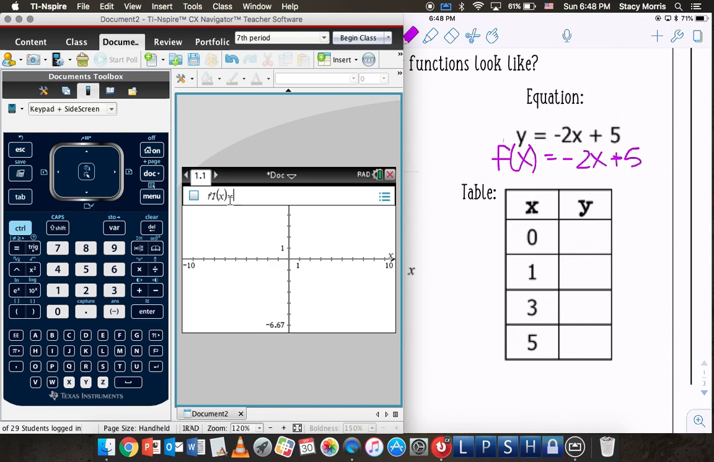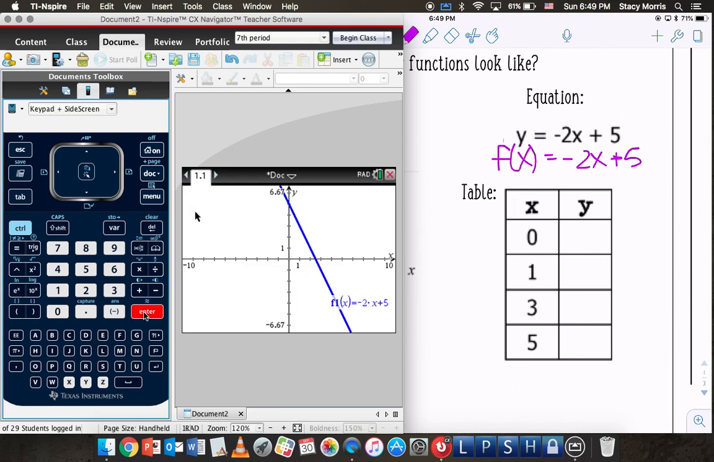F of x equals. That's why it's really important that you understand that y and f of x are the same. A lot of students want to delete that, and you don't need to. You can leave it. So we're going to type in negative 2x plus 5. And when I push enter, I get a line.